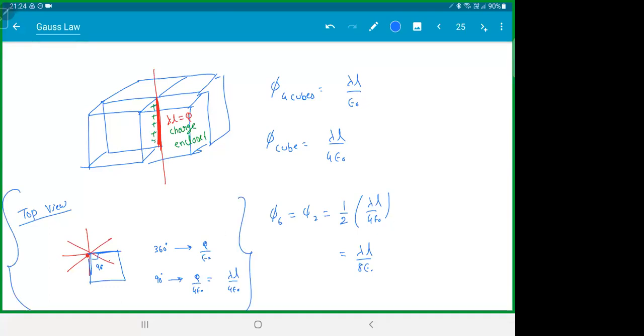So you can use whichever you want. You can put 3 more cubes and make a closed figure. Or you can simply say for 360 degrees the flux is q by epsilon. Since the cube is occupying 1/4 of the angle, the flux should be 1/4 of q by epsilon. And q is lambda into L. Sure, everyone? So flux calculation problems will look like that. So it's all about symmetries.